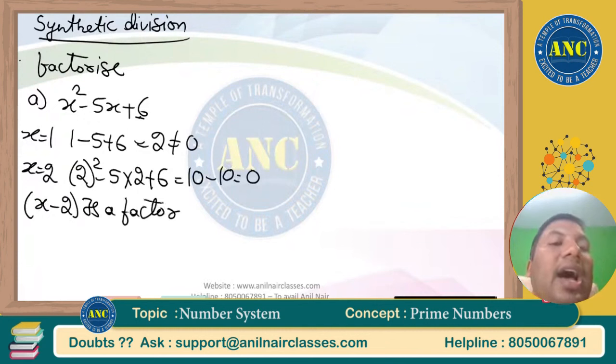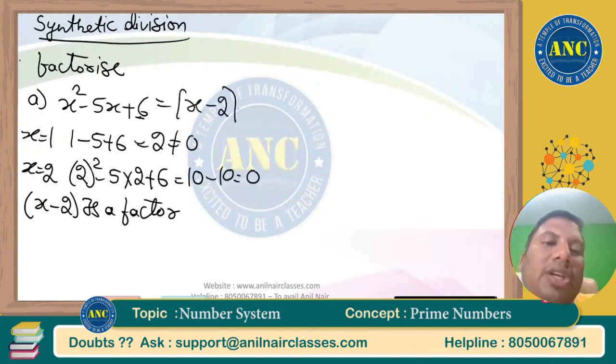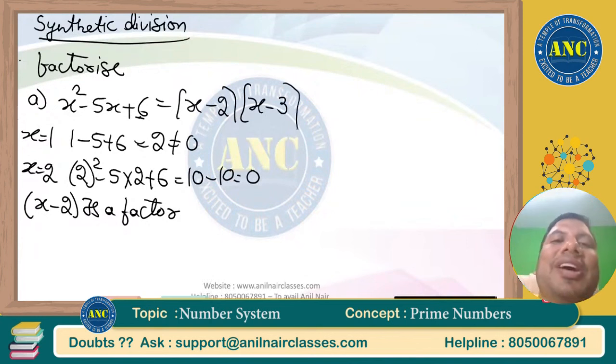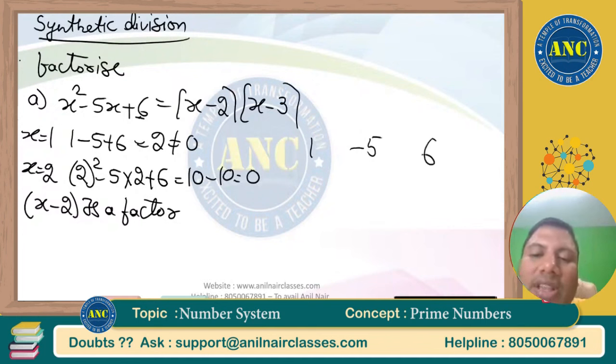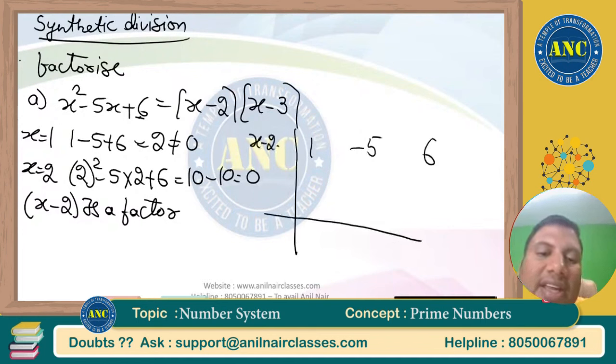How to generate another factor? Simply you all know that it is x minus 2 into x minus 3. By using synthetic division, how to get x minus 3? Write the coefficient of x, minus 5. The constant is nothing but 6. x minus 2 is a factor. x minus 2 equivalent to 0, x is equivalent to 2.